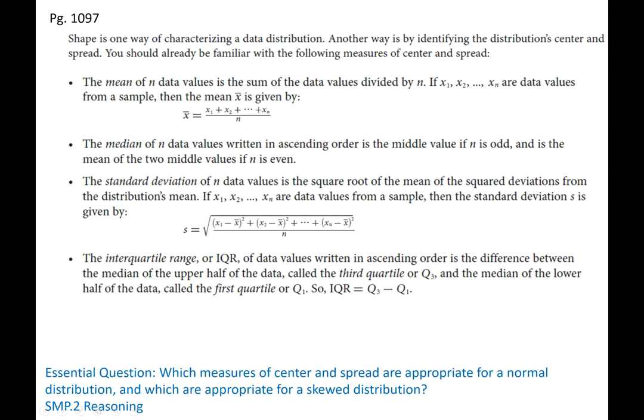All right. Then on page 1097, continuing, shape is one way of characterizing a data distribution. Another way is by identifying the distribution, center, and spread. So those are going to be important words, center and spread, and we're going to talk about them quickly.